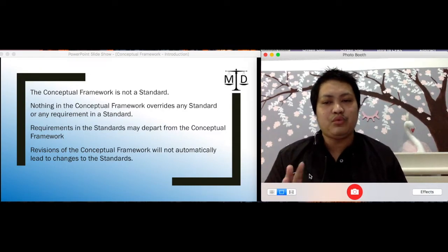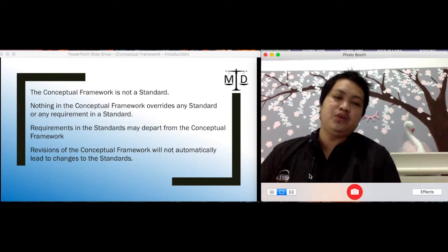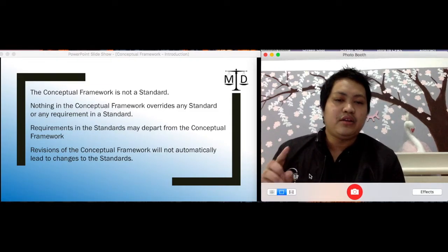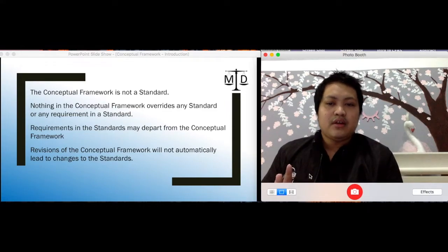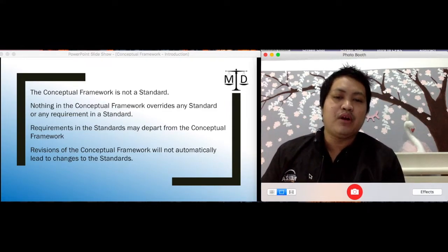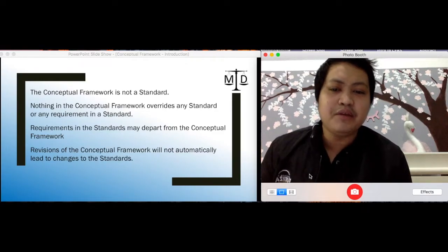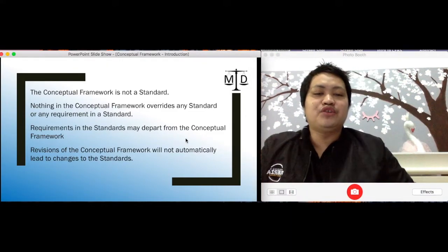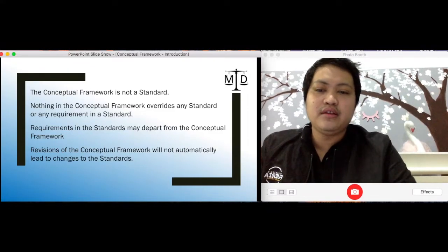Third is to assist all parties that will be using the financial reports. The third question that we have identified is simply to identify whether certain statements are true or false regarding the framework. Number one, the conceptual framework is not a standard. Second, no provision in the framework will override a requirement in any standard. Third, the standards may depart from the provisions in the conceptual framework. And lastly, revisions in the conceptual framework will not automatically lead to changes to the standards.